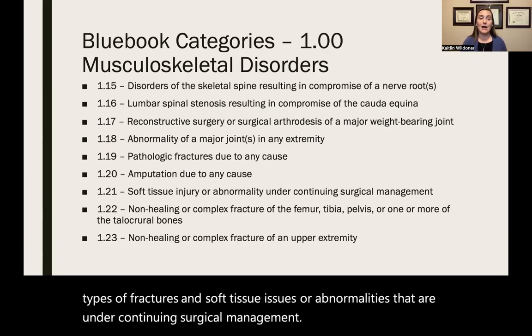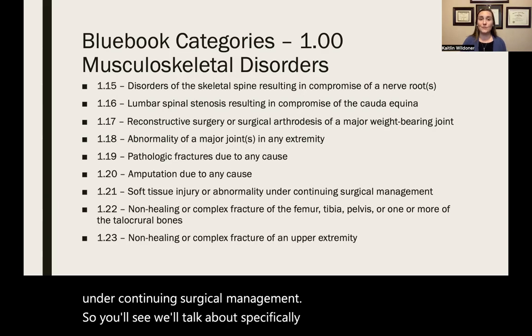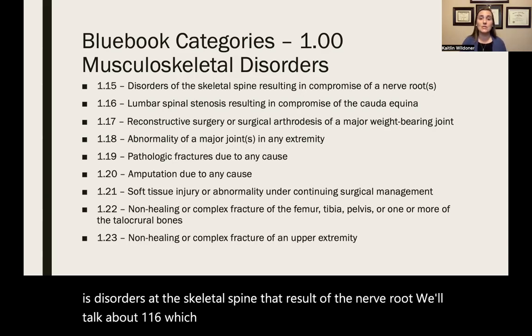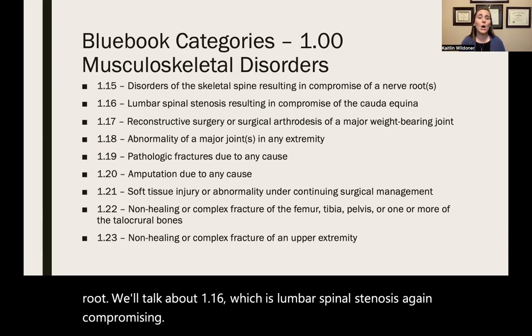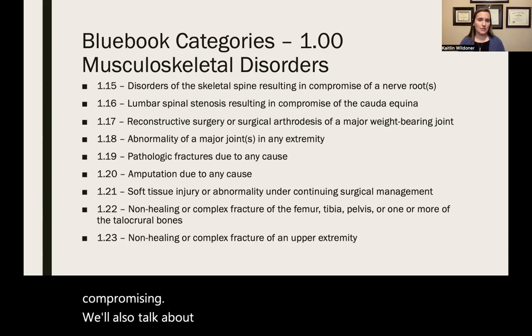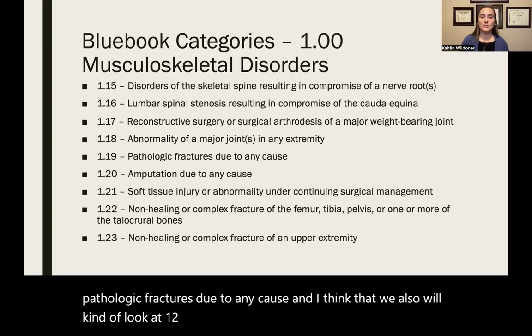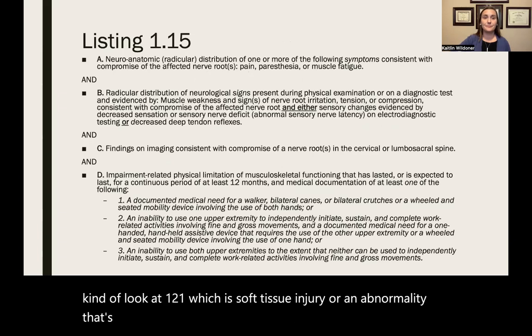So you'll see we'll talk about 1.15, which is disorders of the skeletal spine that result in a compromise of the nerve root. We'll talk about 1.16, which is lumbar spinal stenosis, again compromising. We'll also talk about, I believe, 1.19, which is pathologic fractures due to any cause. And I think that we also will look at 1.21, which is soft tissue injury or an abnormality that's under continuing surgical management.